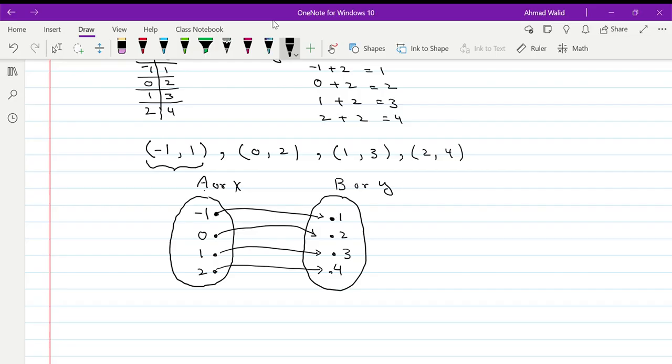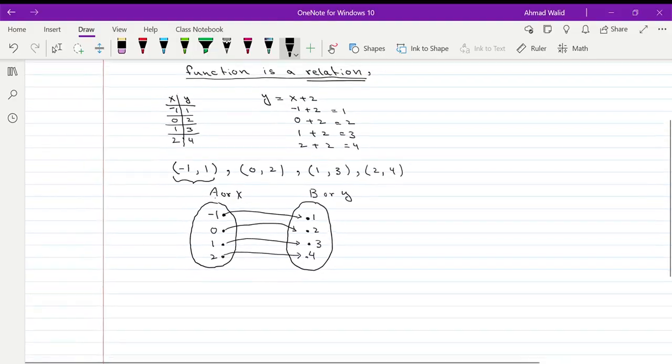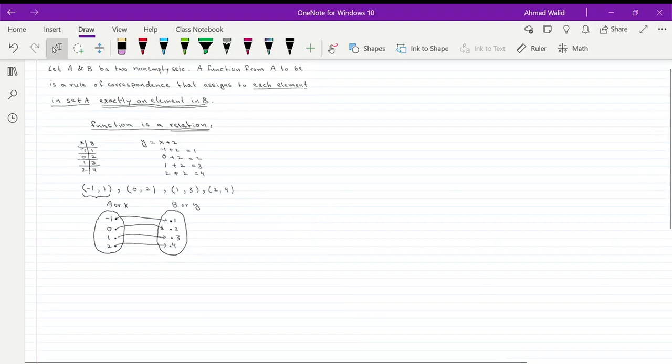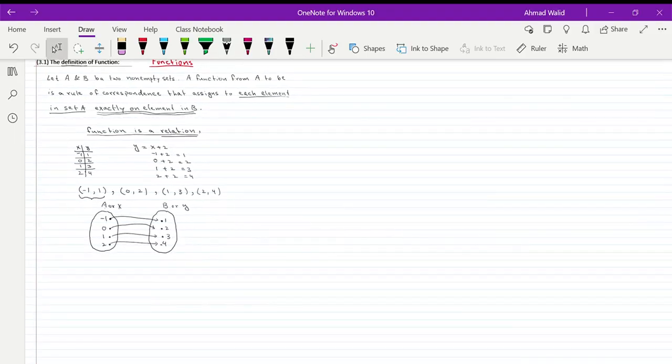You see, if I kind of zoom out a little bit, my page, I know it gets smaller, but just for a minute to read the definition. A function from A to B is a rule. What is the rule? This is the rule. Is a rule of correspondence that assigns to each element.